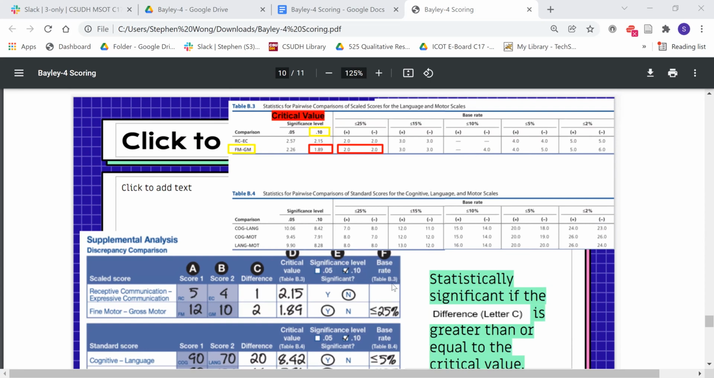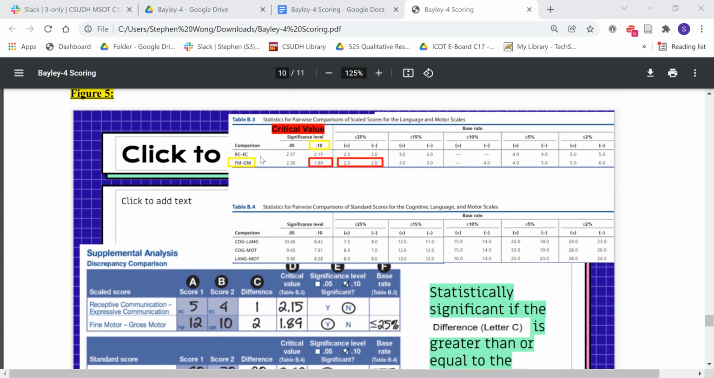So you go to table B.3 up here, and we're comparing fine motor to gross motor. You look at which difference it is. Since it's a positive 2, we're right here, a positive 2.0. That means the base rate is this column heading, less than or equal to 25%. I believe the base rate just means that within the population, less than or equal to 25% of the population has a difference of 2.0 between their fine motor and gross motor.